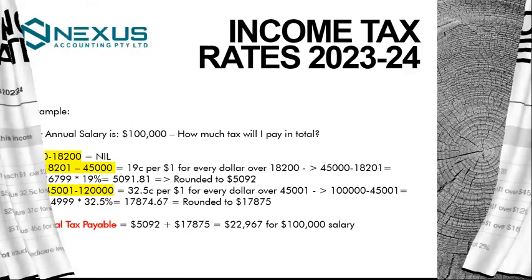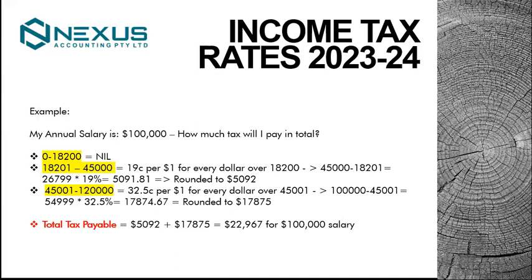And of course, the best way to explain this would be through an example. If I am paid $100,000 a year annual salary, how much tax would I pay? So if we consult the table that we saw in the previous slide, 0 to 18,200, of course, nil tax payable, 18,201 to 45 grand, 19 cents for every dollar over and above 18,200. So therefore, 45,000, which is the upper limit of that bracket, minus 18,201 equates to 26,799. Multiply that by 19% to get the rounded number of 5092.